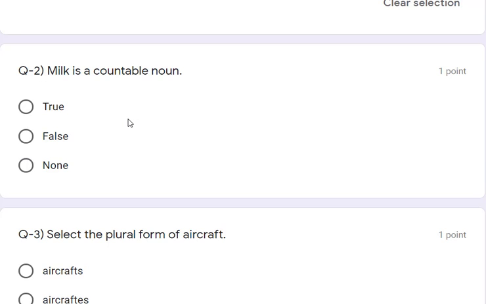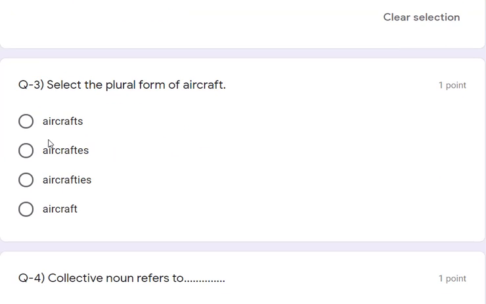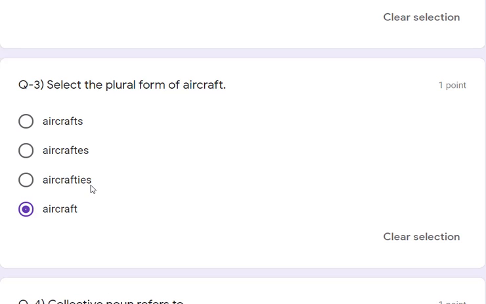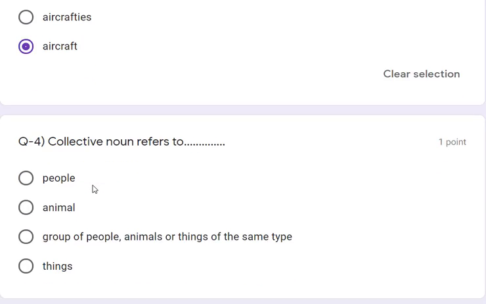Milk is countable noun. Is it true or false? False, right? Because milk is uncountable noun. So, false. Question 3. Select the plural form of the aircraft. Plural form of aircraft is aircraft itself. Correct? That is the answer.